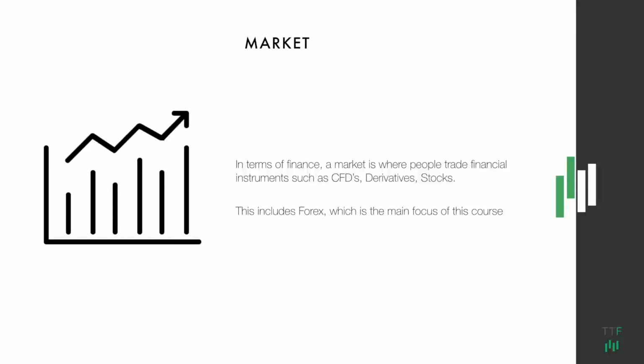We then have market. So in terms of finance, a market is where people trade financial instruments. Okay, so these financial instruments could be anything from CFDs, which include Forex, spread betting. We then have derivatives, things like options, futures. And then also we have stocks or shares. Okay, stocks is the name for US companies, and shares is the name for UK companies. Okay, obviously what we're focusing on is Forex, which will primarily be CFDs or spread betting.